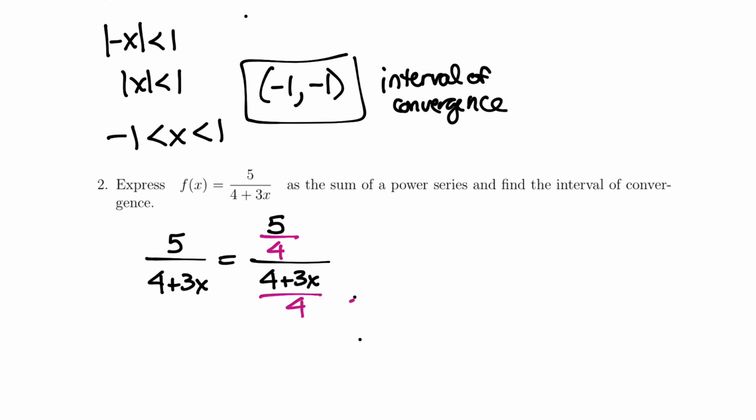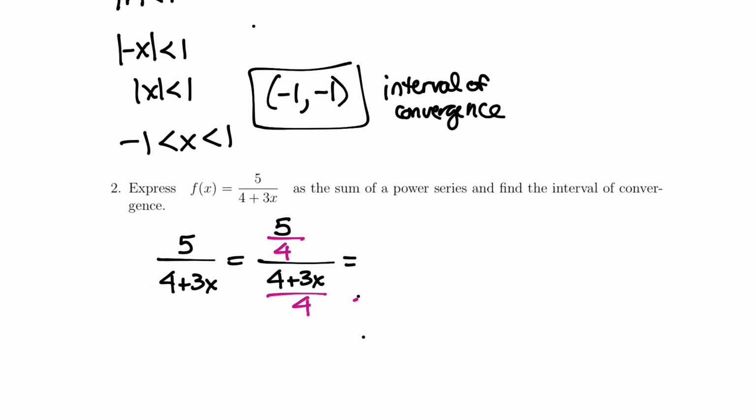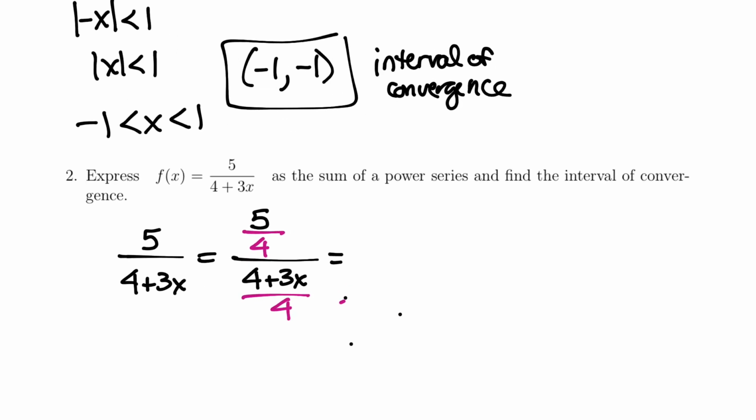Why can I do that? Because that's like dividing by 1 or multiplying by 1, right? So as long as I do it to the top of my fraction and the bottom of my fraction, multiplication or division, not adding and subtracting, multiply or divide only, as long as I do it to my numerator and denominator, my expression stays the same. So when I do that, that gives me 5/4 over 1 plus 3/4 x.